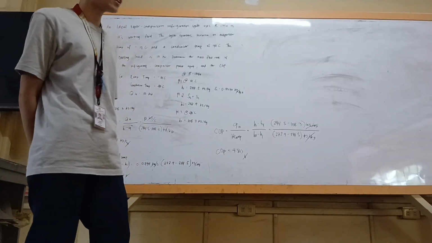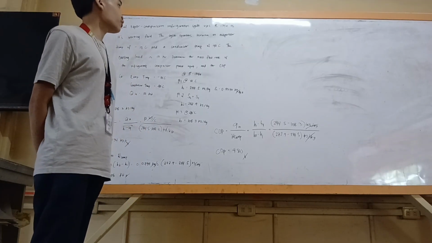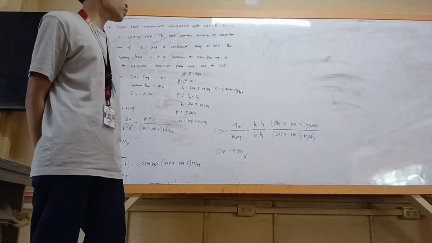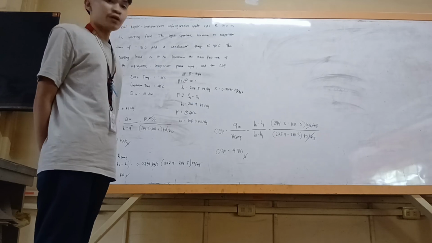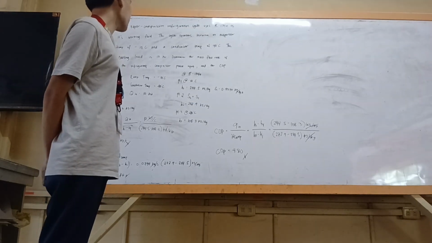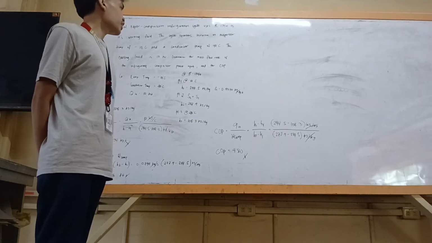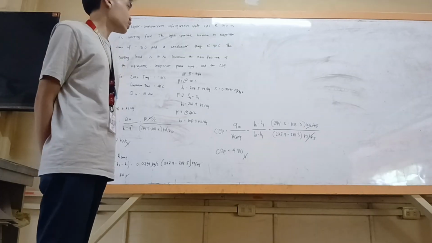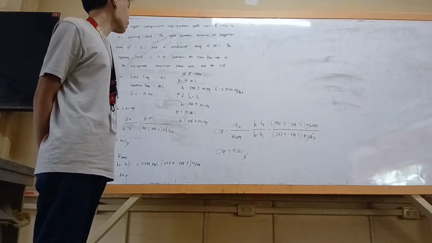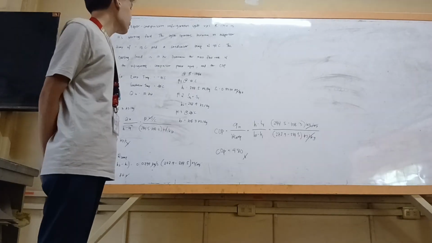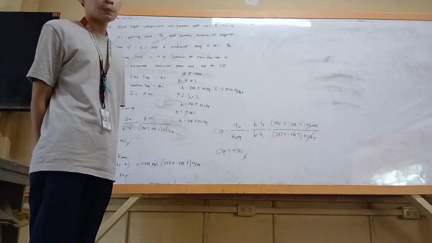So let's get started. An ideal vapor compression refrigeration cycle uses R-134a as its working fluid. The cycle operates between an evaporator temperature of negative 10 degrees and a condenser temperature of 40 degrees Celsius. The cooling load is 10 kilowatts. Determine the flow rate of the refrigerant, the compressor power input, and the COP.